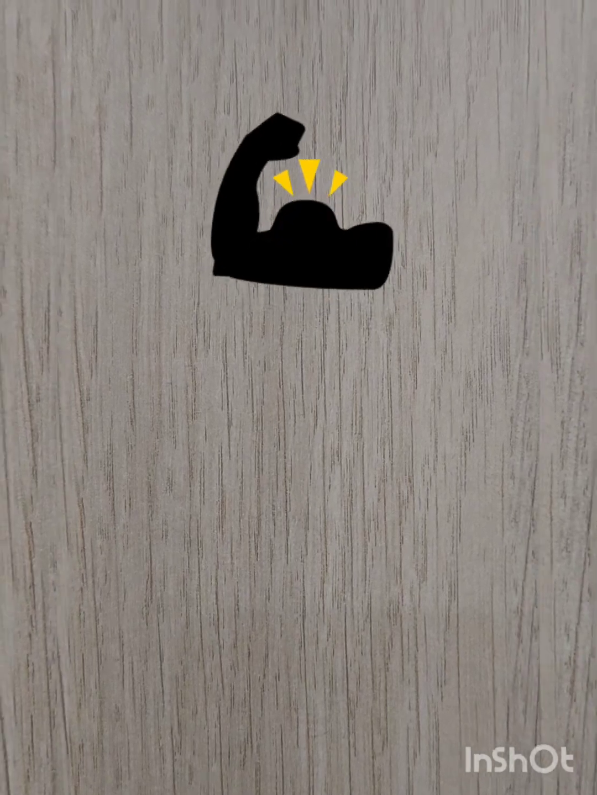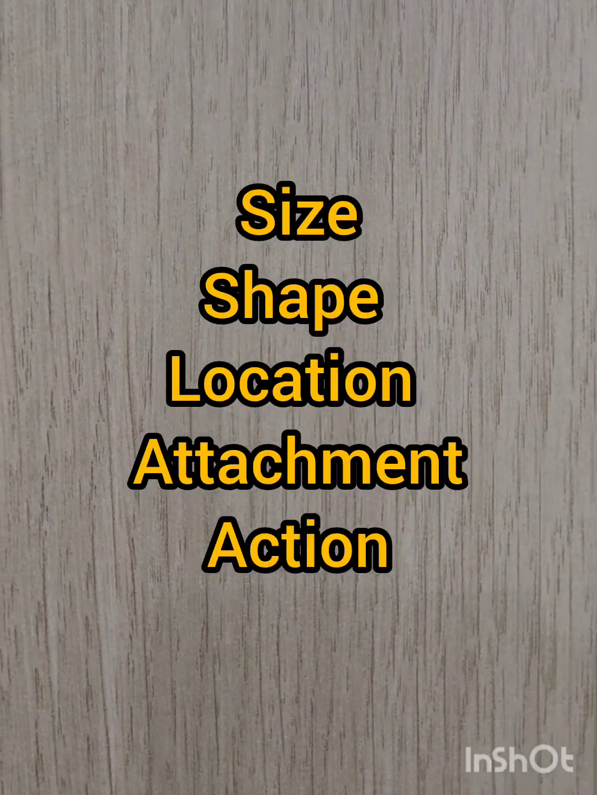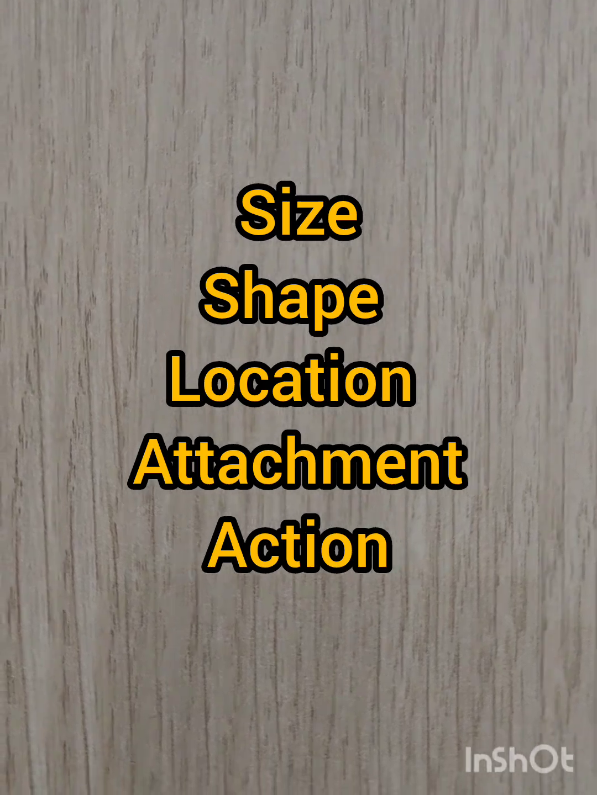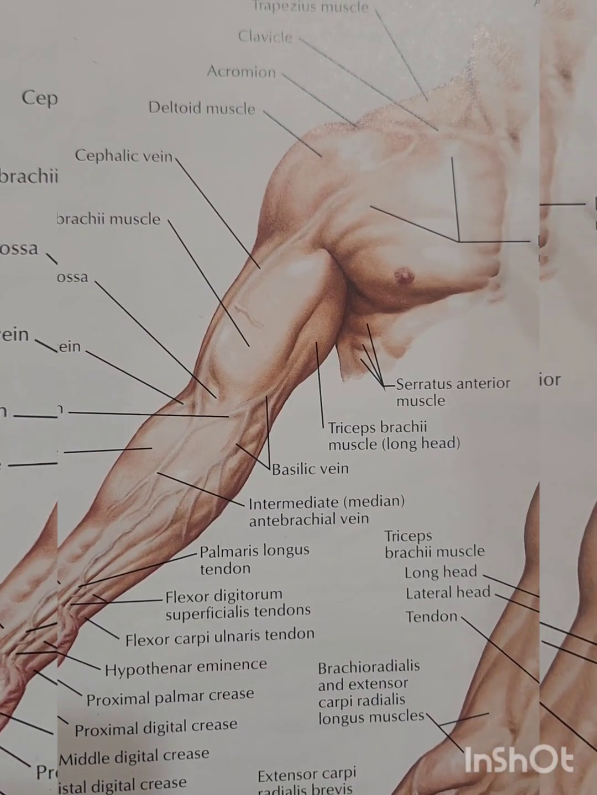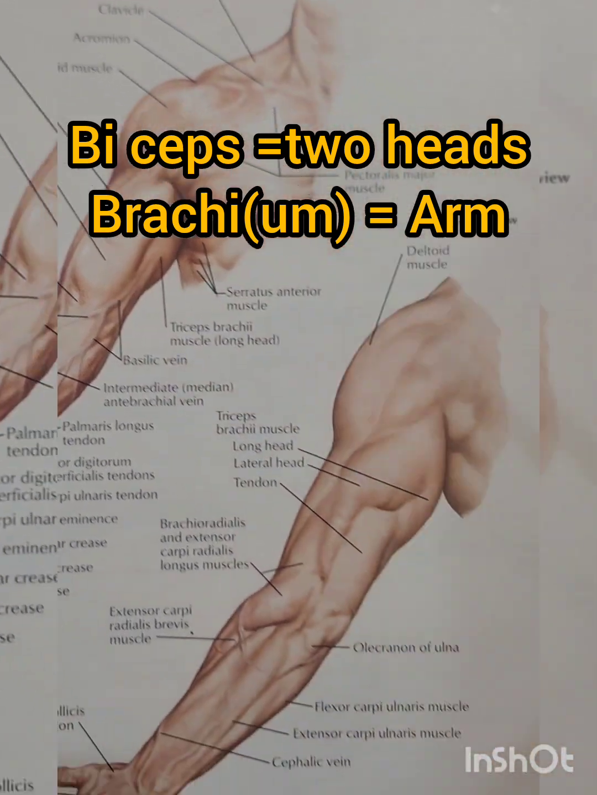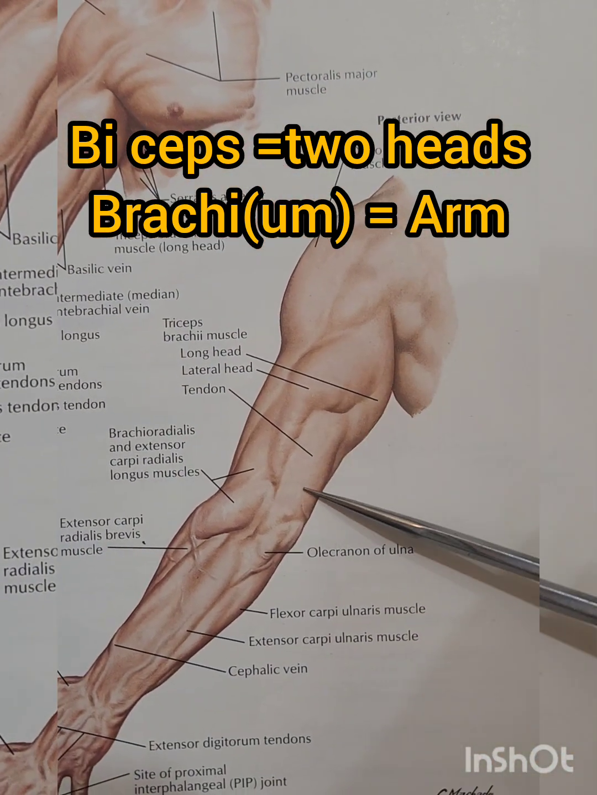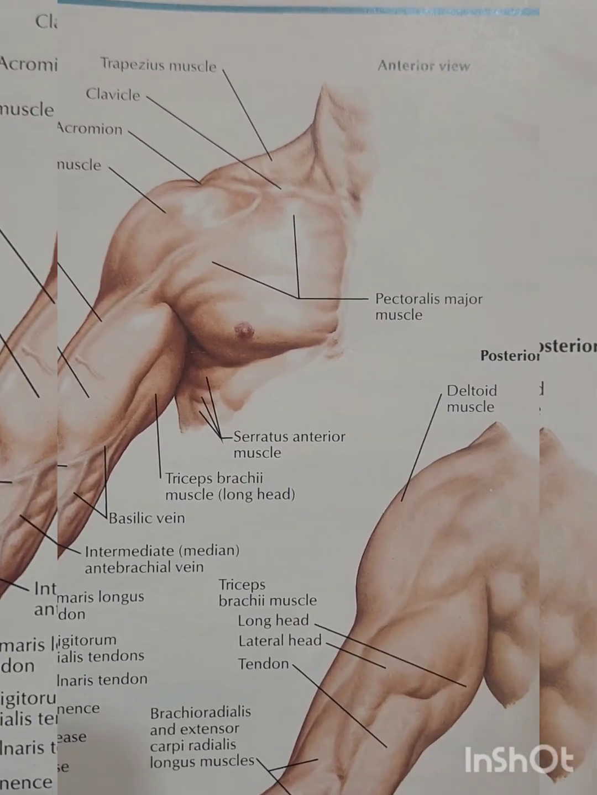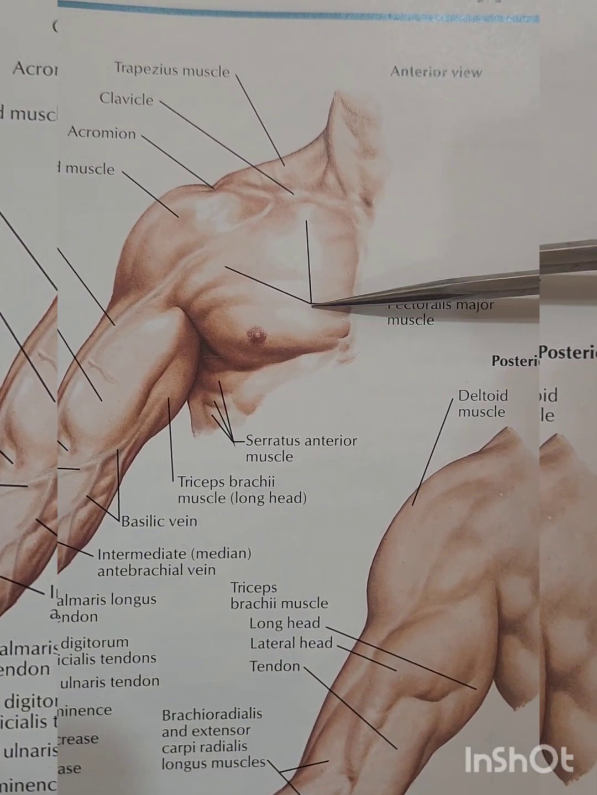Muscles are named with respect to their size, shape, the heads they take origin, location and action. Let us look at few. The muscle present in the arm having two heads, biceps brachii. The muscle present in the arm back, three heads, triceps brachii. Pectoralis major and minor.